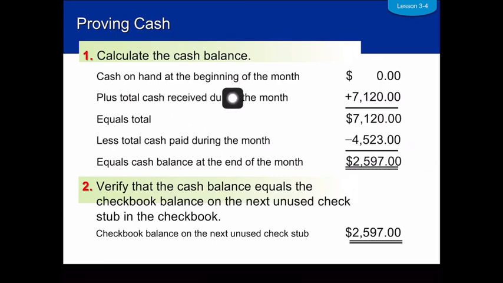Remember, cash received during the month is the cash debit column. Cash paid out during the month is the cash credit. And remember, these two numbers must be equal.